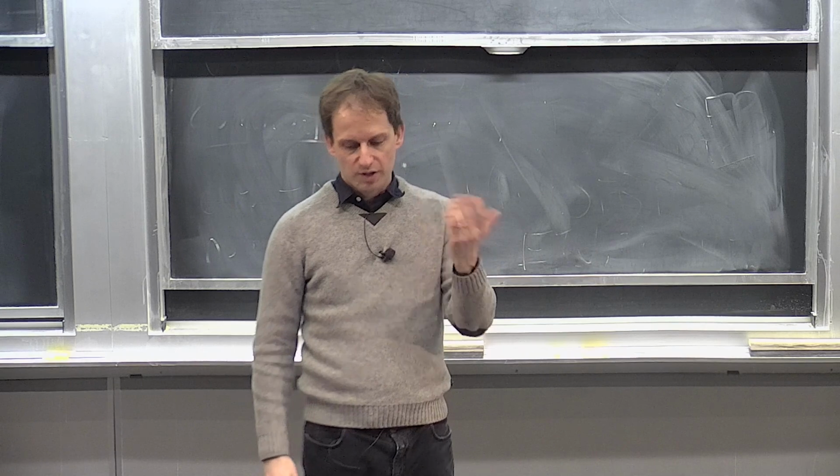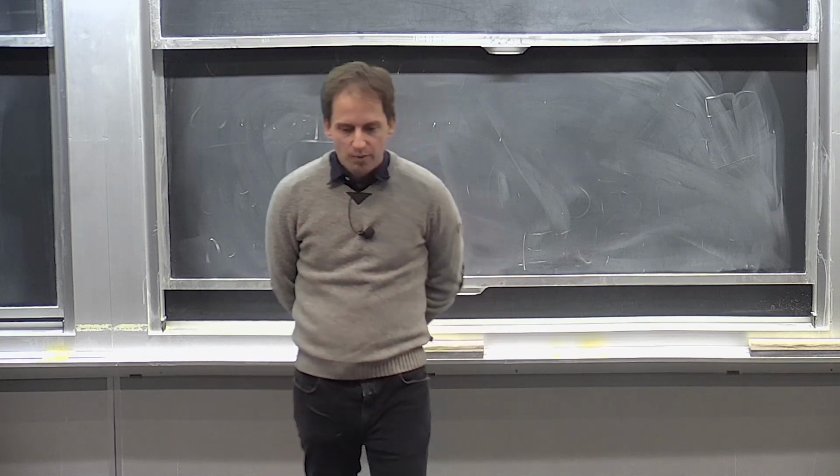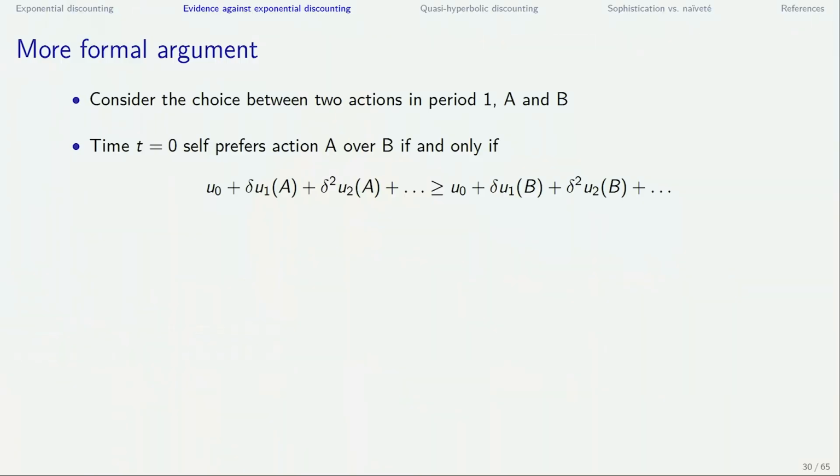So what's the formal argument of the exponential discounting model? Well, it is essentially, if at time 0 I prefer an action A over an action B, suppose there are different actions, action A and action B that I can do starting in period 1. Well, if I prefer action A over action B, on the left-hand side, there are the utilities associated with that.